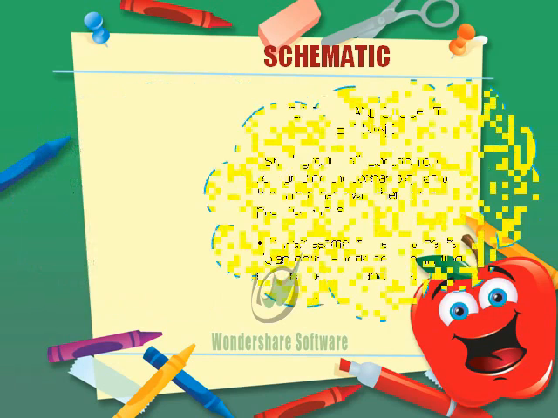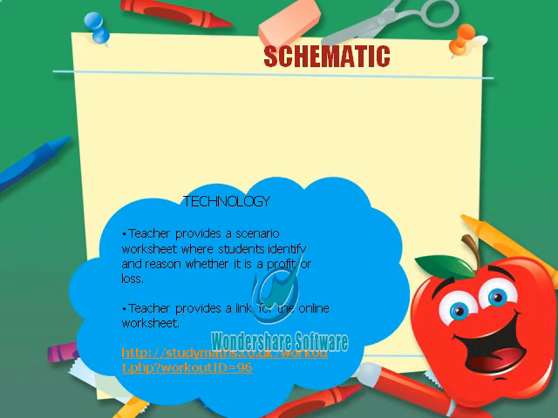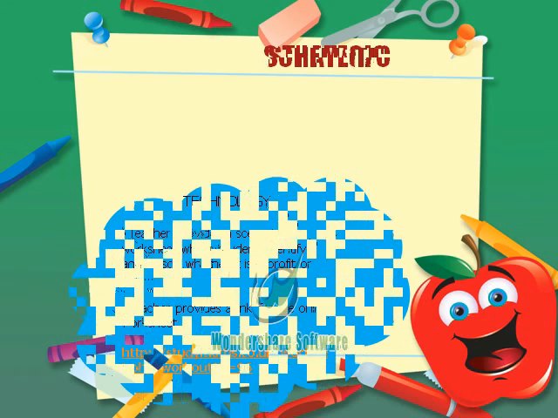The teaching and student learning: small group collaboration on recognizing the scenario given to them to reason whether it is a profit or a loss, and self-assessment where students do an online worksheet on finding percentage profit and loss. The technology used under schematic: teacher provides a scenario worksheet where students identify and reason whether it is a profit or loss. Teacher provides a link for the online worksheet as shown on the screen.